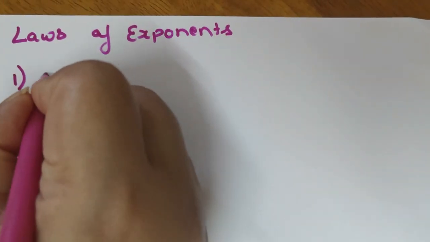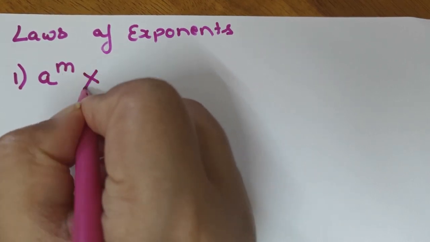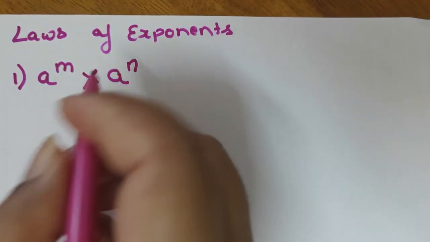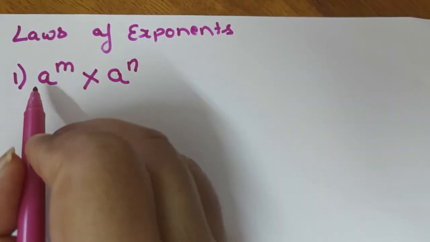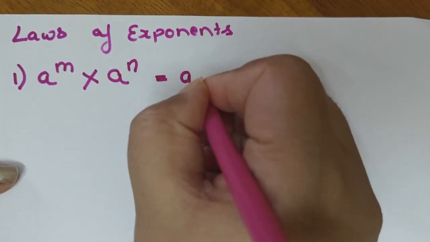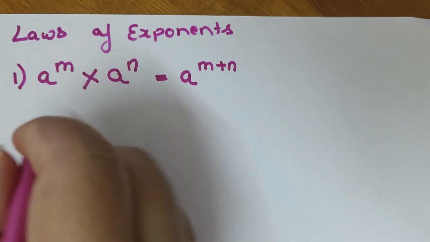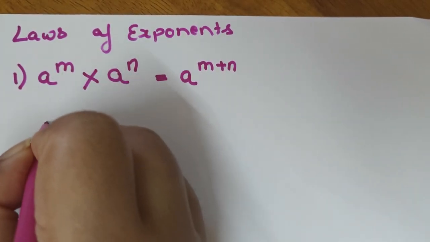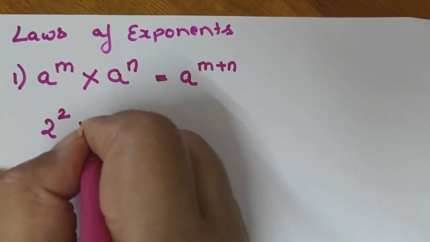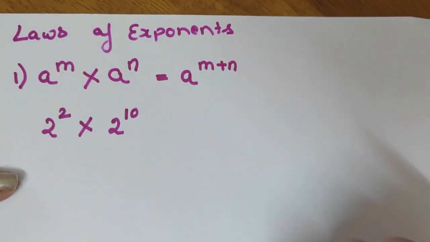a raised to the power m, a being any integer, into the similar integer raised to the power n. That means if similar integers are multiplied, their powers get added. What I mean by this is, say I have an integer 2 which is raised to the power 2 and I want to multiply it by another 2 which is raised to the power of 10.